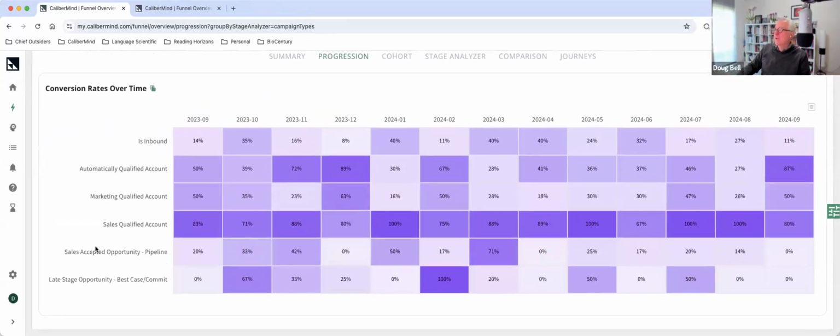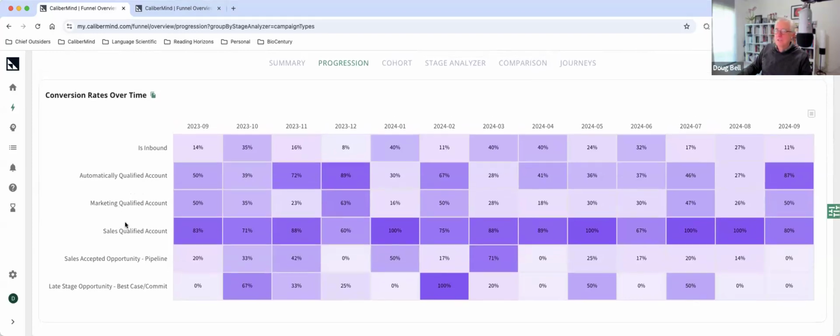So at CaliberMind, mid-funnel for us is really this MQA to SQA layer. And what I'm doing right now is I'm taking a look at my last year's worth of data as I think about 2025, and I'm looking at our progression table. This is a handy dandy way to look at and understand what my conversion rates look like over time across various stages, all the way from inbound to late stage opportunities. The color coding here is dark lilac. That means that I'm above the norm. I'm converting higher than I have historically. And the lighter colors mean I'm maybe below the norm.